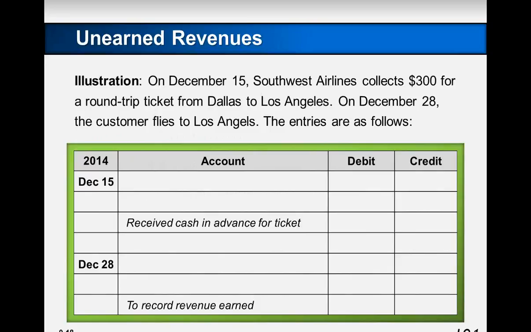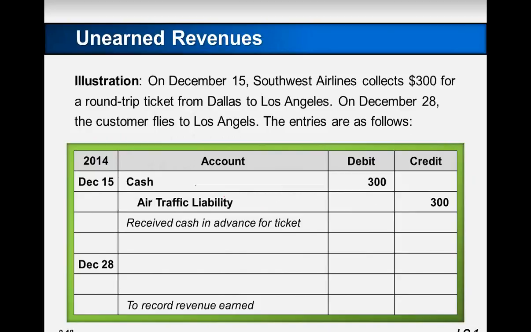Here's an example for Southwest Airlines. I don't know how many of you fly, but when you fly, you typically book your ticket in advance, and the company does not earn that until you have actually been provided the flight. So on December 15th, Southwest Airlines collected $300 for a round-trip ticket from Dallas to Los Angeles. On December 28th, the customer flies. So what happens on December 15th? Well, Southwest gets the cash for $300, and they record this as a liability. In this case, they're calling it air traffic liability.